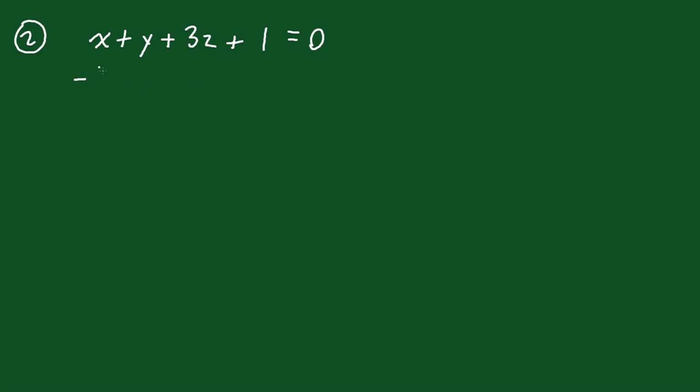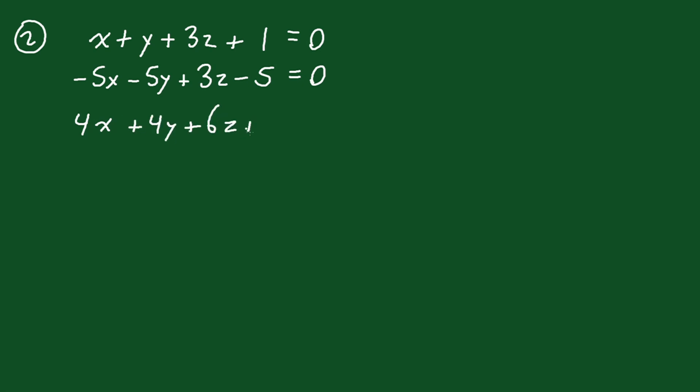We also have negative 5x minus 5y plus 3z minus 5 is equal to 0. And we have 4x plus 4y plus 6z plus 4 is equal to 0. Again, look through the normal vectors, see what they would be. In the first case, it's 1, 1, 3. In the next one, it's negative 5, negative 5, 3. And in this one, it's 4, 4, 6.